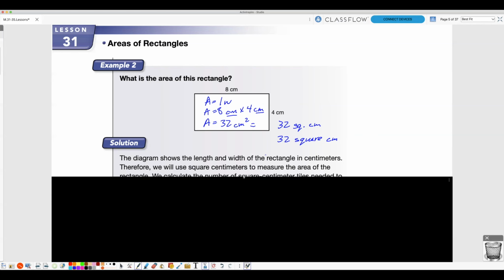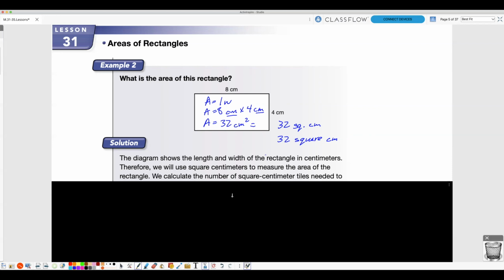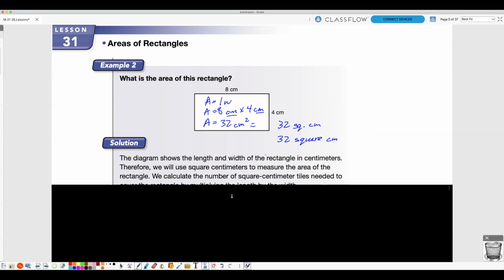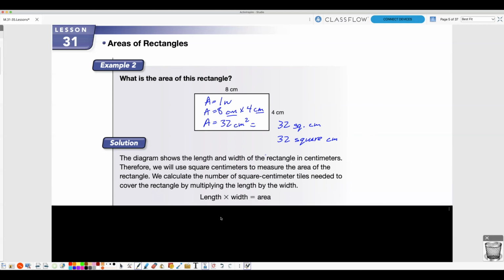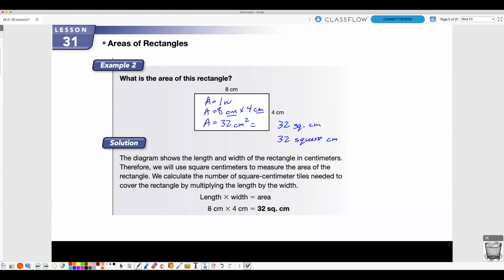So the diagram shows the length and the width of the rectangle in centimeters. Therefore, we will use square centimeters to measure the area of the rectangle. And to calculate the number of square centimeter tiles needed to cover the rectangle, you just simply multiply the length times the width. And that was our answer, 32 square centimeters.